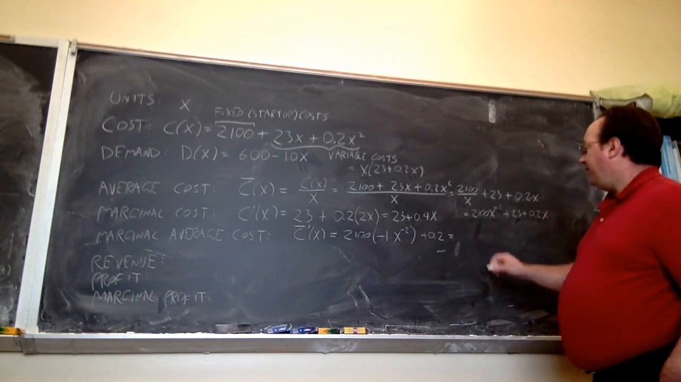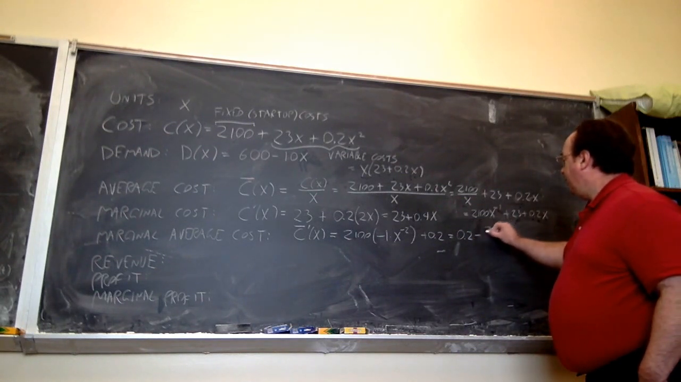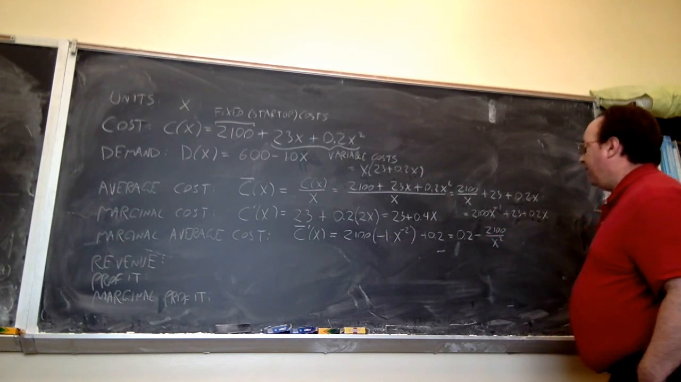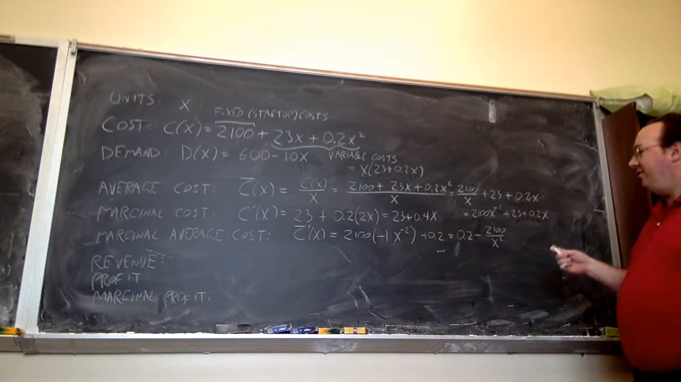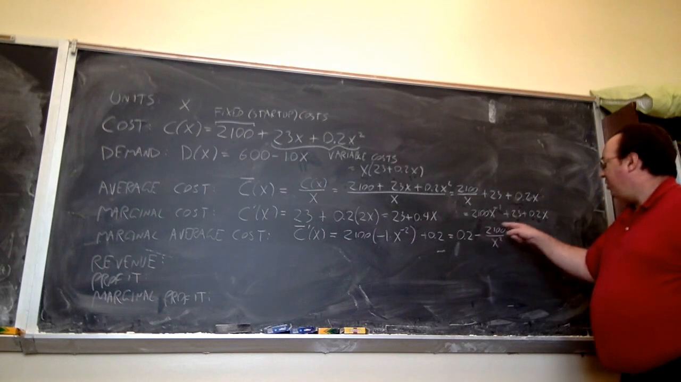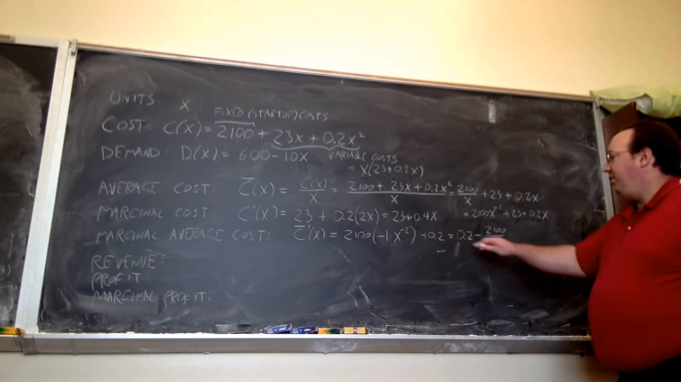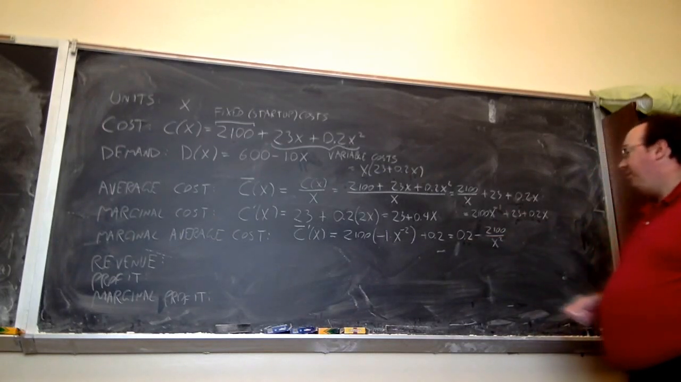And now I can rewrite that as 0.2 minus 2100 over x squared. So what this says is, as the number of units produced x increases, this term is going to get smaller and smaller because your denominator is getting larger and larger. So as the number of units increases, your marginal average cost converges to 0.2.